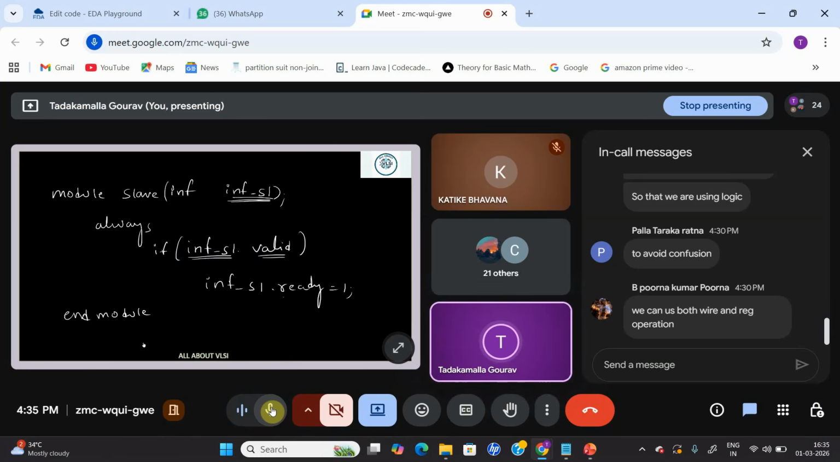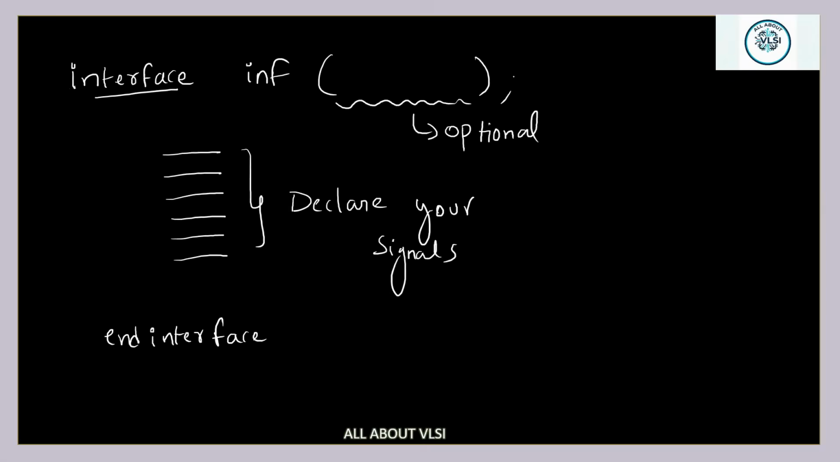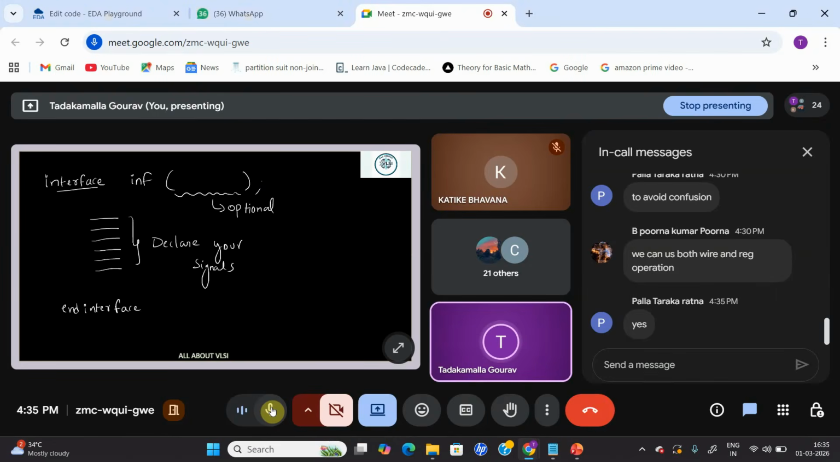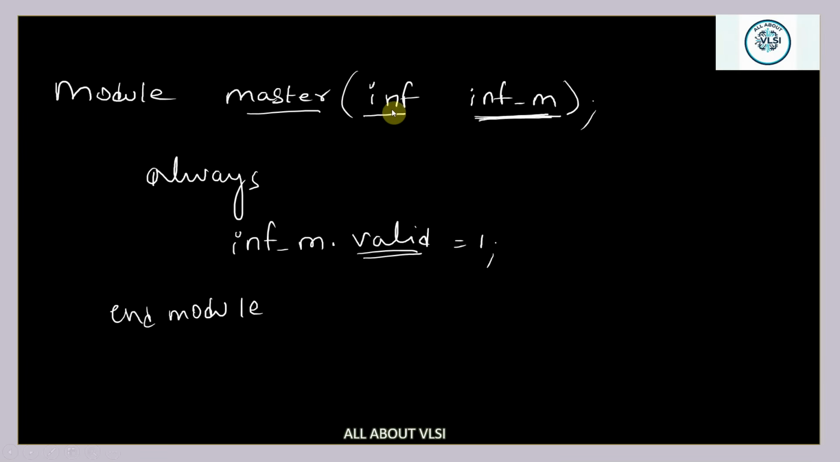Whatever signals you want to use, you need to declare inside your interface. That is step number one. Step number two is to declare your master, or whatever module you are going to have, and in the arguments, instead of writing input A, B or input logic, whatever signals you have, just write down the interface name followed by the interface handle name. Using the handle name, access the signals and write down your logic.